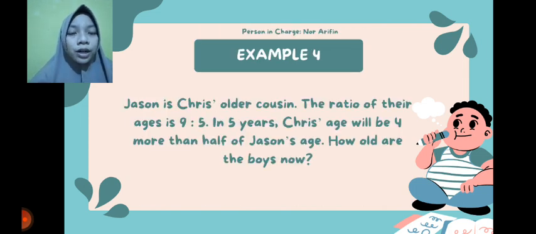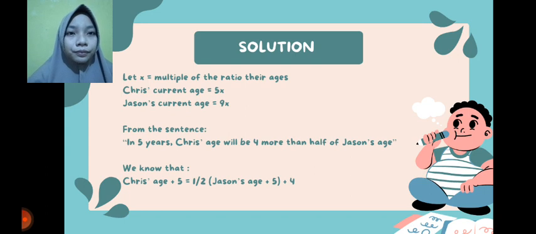Example 4. Jason is Chris' older cousin. The ratio of their age is 9 to 5. In 5 years, Chris' age will be more than half of Jason's age. How old are the boys now? The solution, we let x is the multiple of the ratio of their age, and then we get Chris' current age is 5x and Jason's current age is 9x.